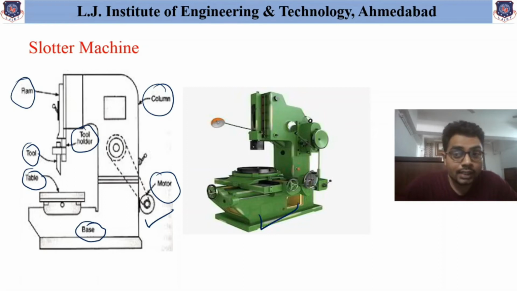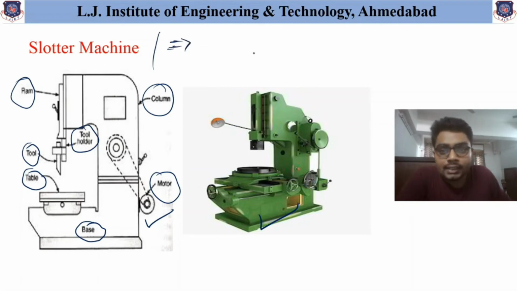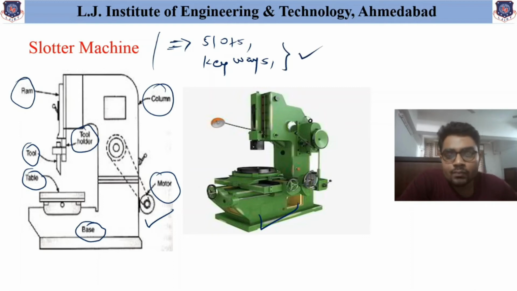Then when is this vertical shaper machine, also known as the slotter machine, useful? This slotter machine is useful to generate slots on the component, or to obtain keyways on the component. At that time this slotter machine is majorly used, because these keyways are necessary for fixing that particular part on any machinery. So any shape of these slots or keyways can be generated easily with the help of this slotter machine.